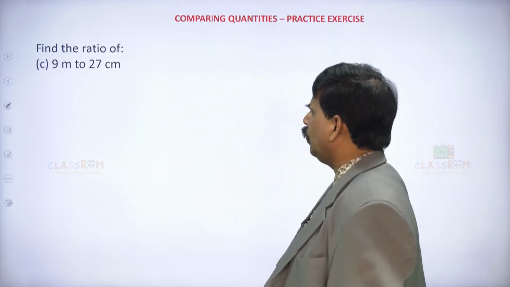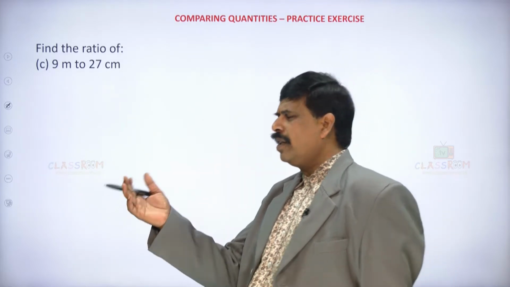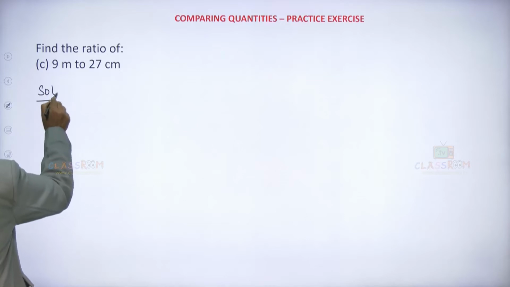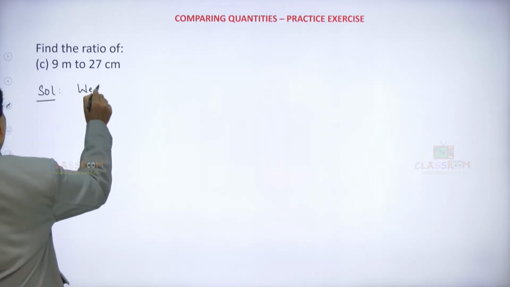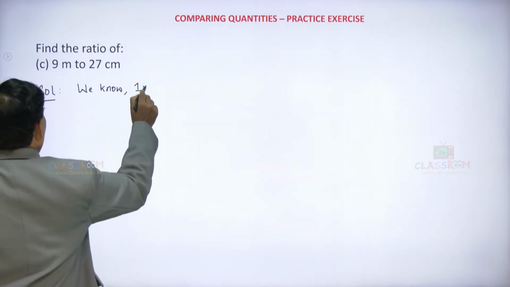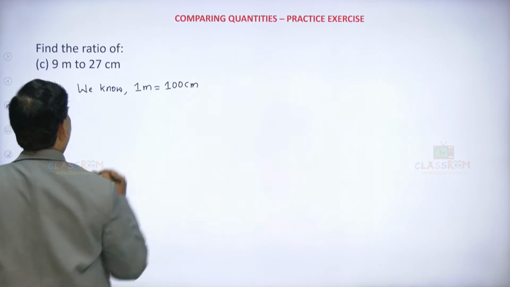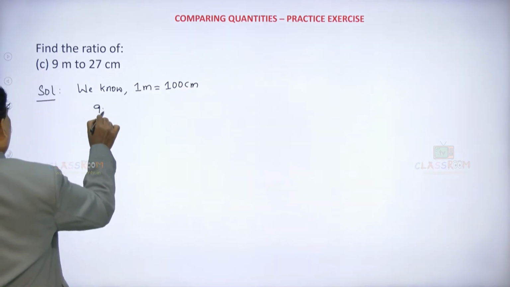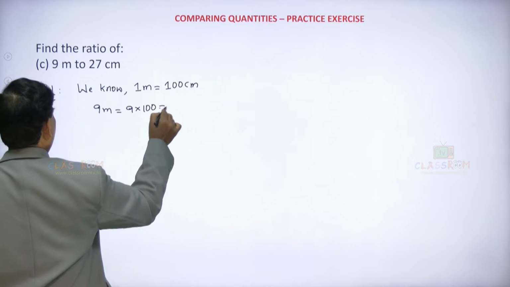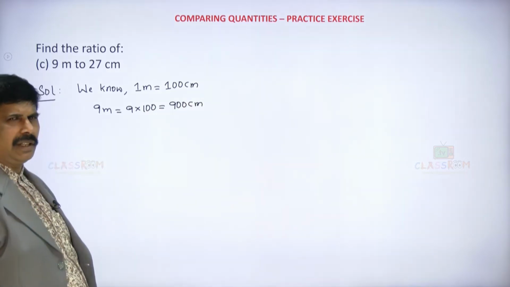9 meters to 27 centimeters. So one is in meters and another one is in centimeters. So convert them into centimeters now. Actually we know one meter is equal to 100 centimeters. So 9 meters is equal to 9 into 100, that is 900 centimeters. Clear?